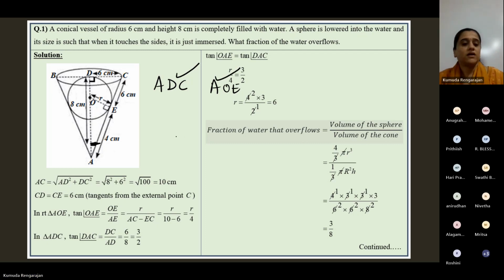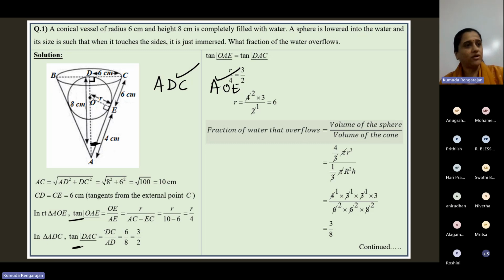Correct? Now, we understood that we have to find the value of R. Once you find R, the answer to the question is very simple. We just have to find the value of R, and that's what we're doing now. So now use a trigonometric ratio in these two triangles. Now, you'll ask me, why are you using tan? You could use sine, you could use cos. When you use a trigonometric ratio, you should be able to find something, right?